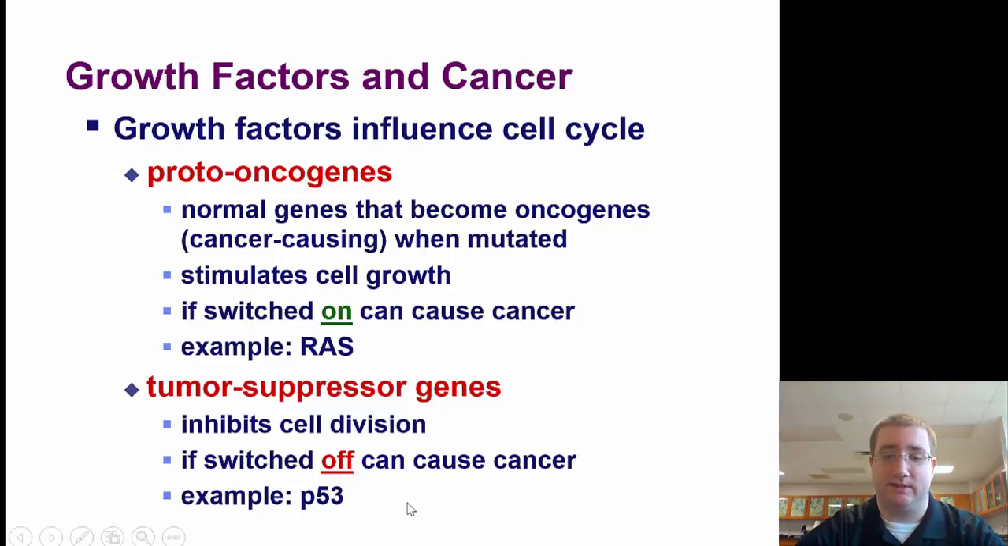An example is P53 that we'll talk about in a second. It's been pretty much found that almost all cancers have a mutation in P53, this tumor suppressor gene that makes it non-functional, and that's why the cancer can grow like crazy.